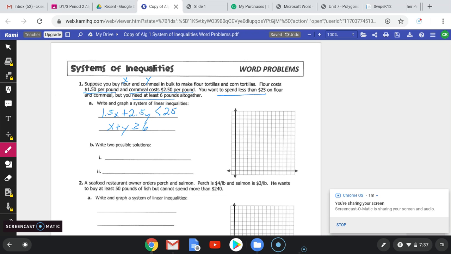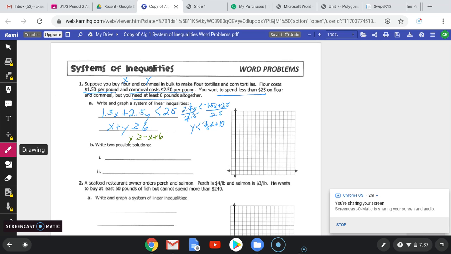So here you subtract 1.5x. So I would have 2.5y less than negative 1.5x plus 25. And then divide everything by 2.5. So when I do that, I have y is less than, and now put in your calculator, negative 1.5 divided by 2.5, and you would get negative 0.6, which is going to be negative 3/5 x. And then when I divide this, I get plus 10. And then if I do the other one here, I subtract x, I get y is greater than or equal to negative x plus 6.